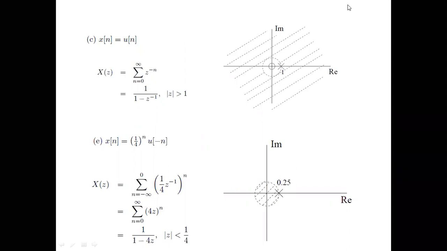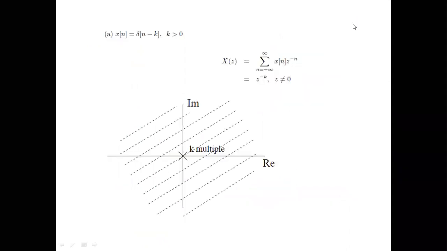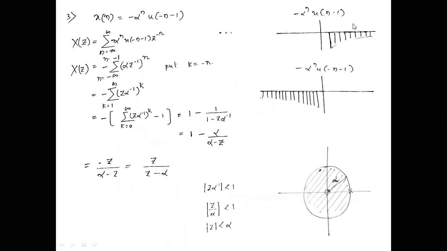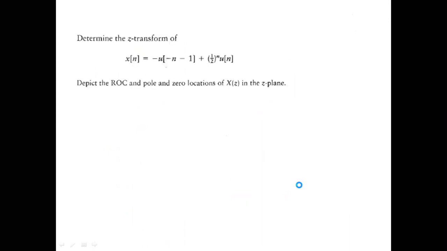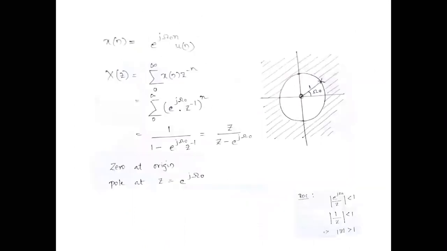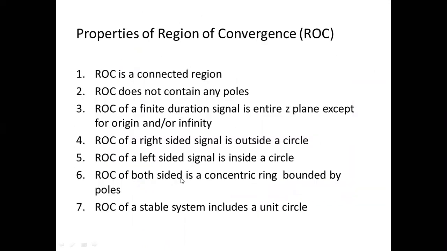Any other? Yes, this one, left-sided signal, ROC is inside the circle. Now this one, right-sided signal, ROC is outside the circle. So this property also I think we are sort of convinced. ROC of a right-sided signal is outside the circle, ROC of a left-sided signal is inside the circle. ROC of a both-sided signal is a concentric ring bounded by the poles.